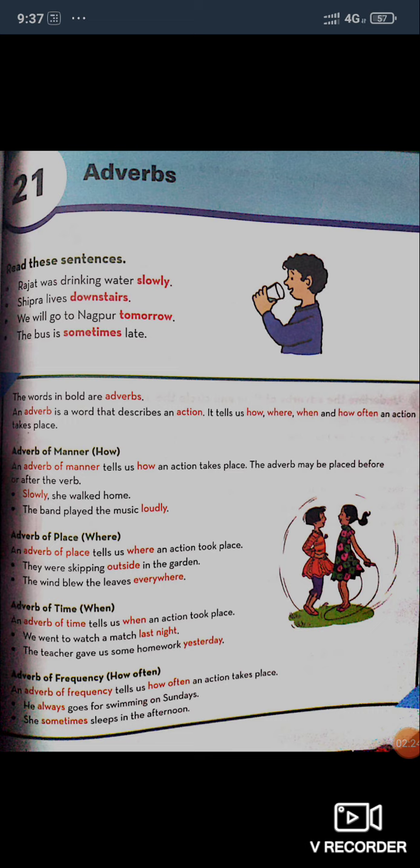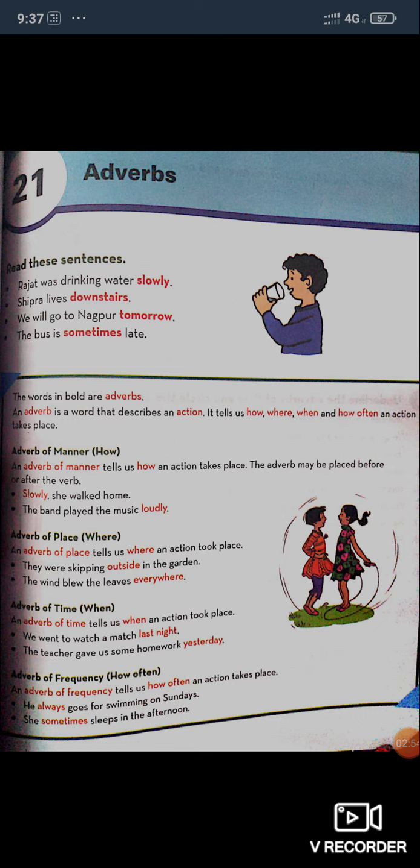Now, there are four types of adverb. One is adverb of manner, then adverb of place, then adverb of time, and then adverb of frequency. Here, four types are there, and each type tells us a different thing. Starting with the adverb of manner. An adverb of manner tells us how an action takes place. Here you need to learn about how an action takes place.